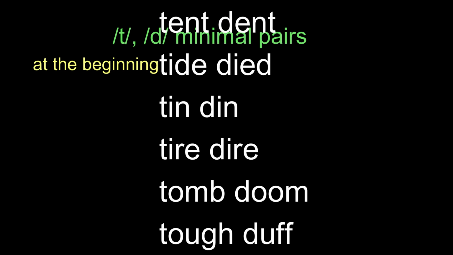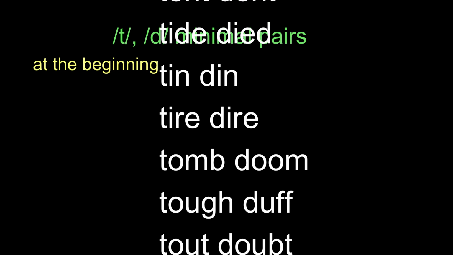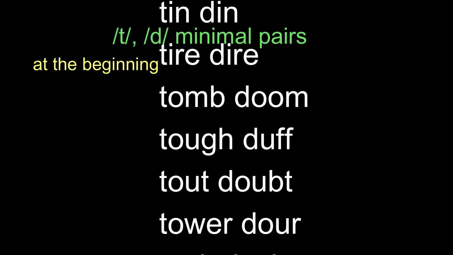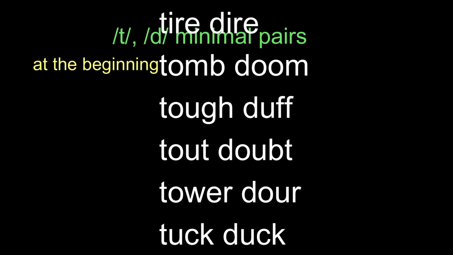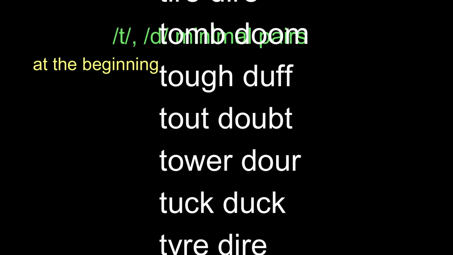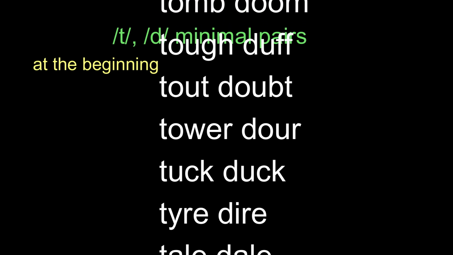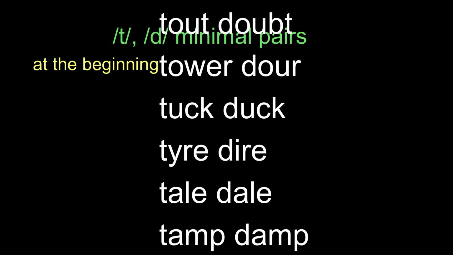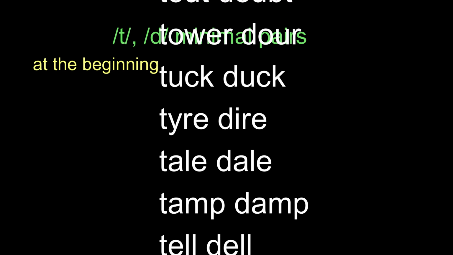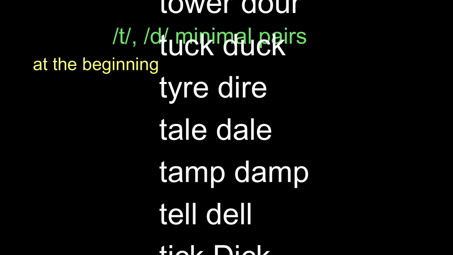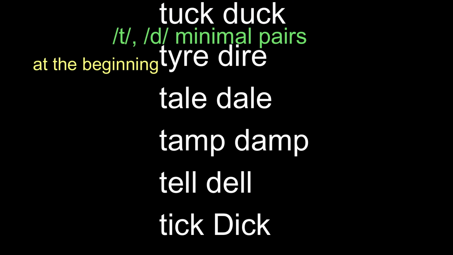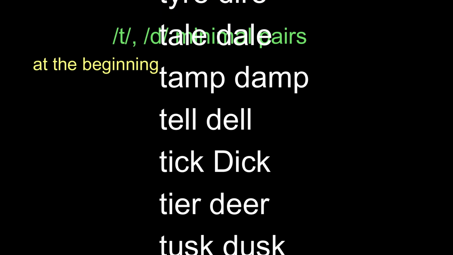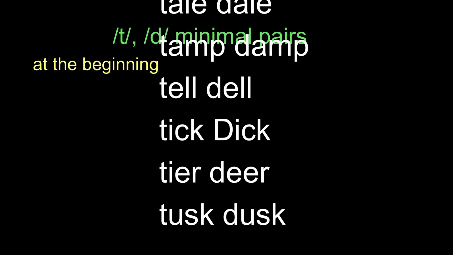Tomb, doom. Tough, duff. Tout, doubt. Tower, dower. Tuck, duck. Tire, dire. Tail, dale. Tamp, damp. Tell, dell. Tick, dick. Tear, deer. Tusk, dusk.